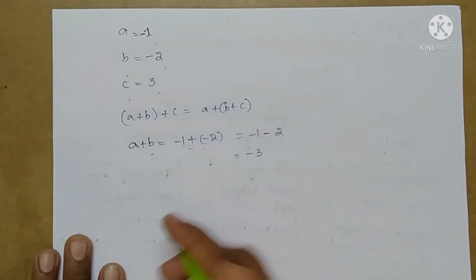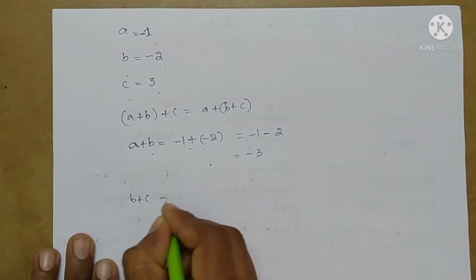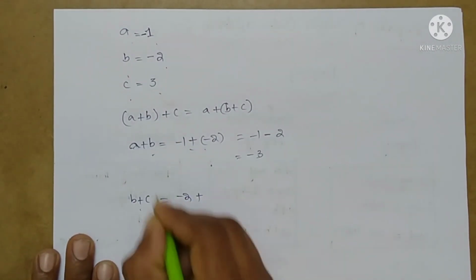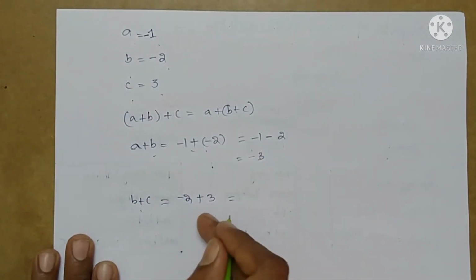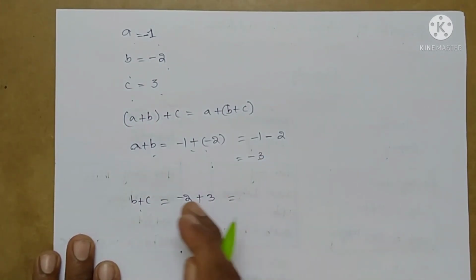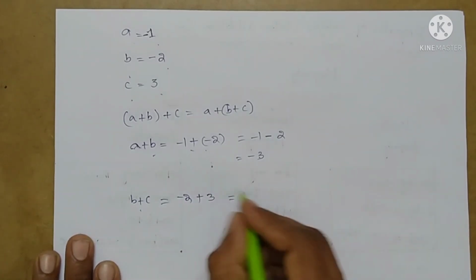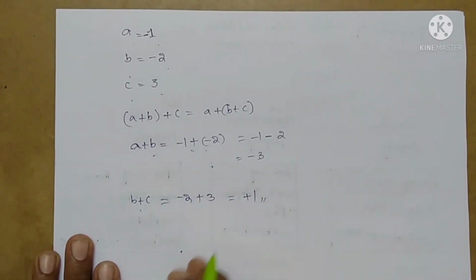So let's find b plus c. So b plus c is equal to minus 2 plus 3, right? So minus 2 plus 3. One is negative, one is positive. What we have to do? Subtraction, right? So plus 1 is the final result.